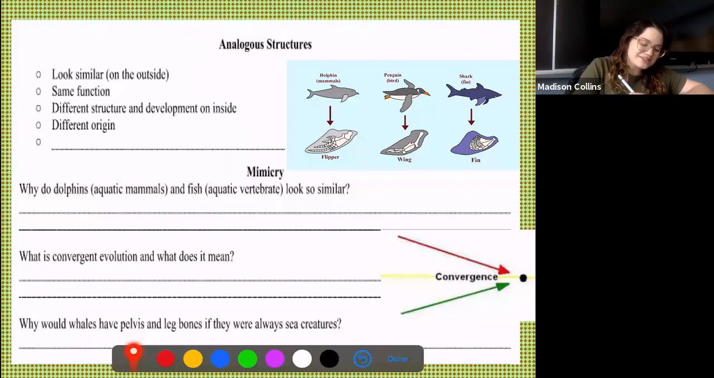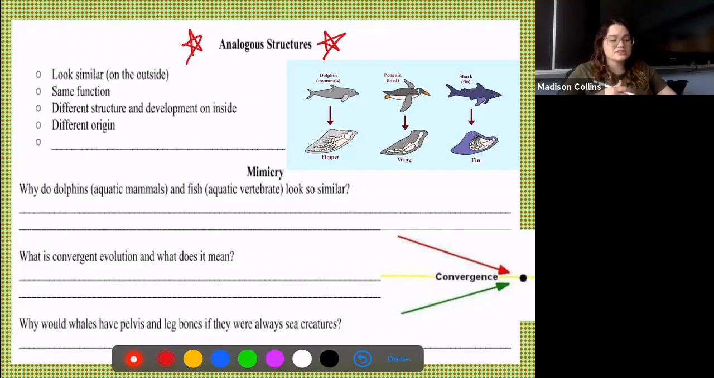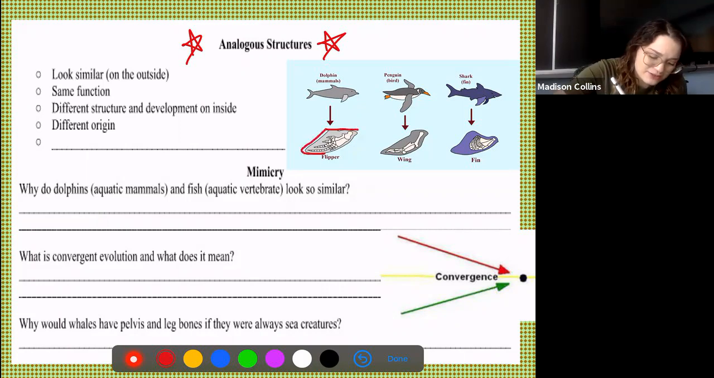So this is when we start to see this word analogous structures. So analogous structures look similar on the outside. They have the same function, but they actually have different structure and development on the inside. Right? We can see that these fins or these flippers look the same on the outside, but those bones on the inside are completely different. Right? They have a different structure and a different development, which tells us that they have a different origin.